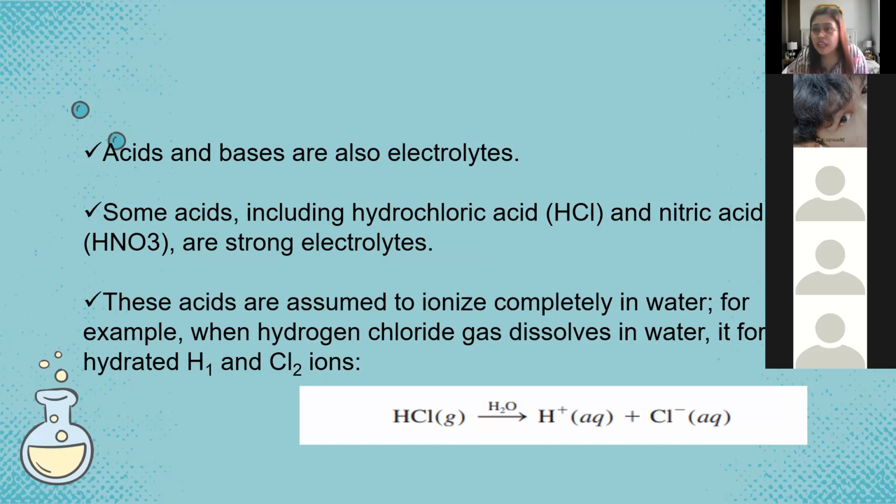Actually, na-mention ko siya kanina na most of our strong electrolytes are also strong acids and strong bases. Kagaya ng hydrochloric acid and nitric acid. They are both strong acids and they are also considered as strong electrolytes. So what is the reason why we also call them strong electrolytes? Kasi itong mga acids na ito will ionize completely in water. Mag-ionize sila completely in water.